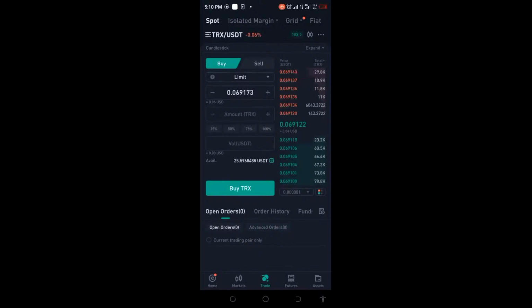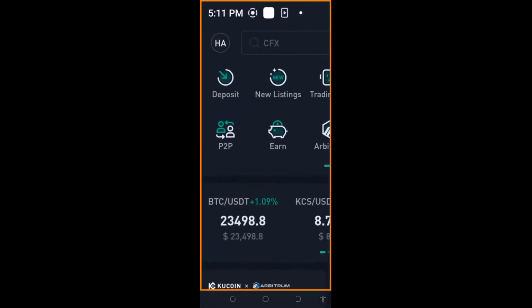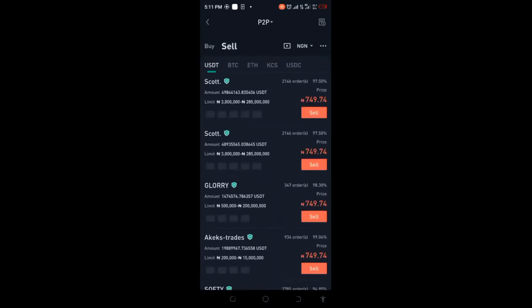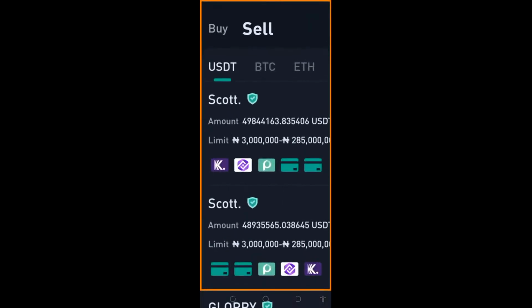Okay, so we're here to change this to TRX. Now, of course, there are two ways you can do this. You can actually decide to use the P2P. If we look here, you will see that KuCoin has P2P, right? So you can actually decide to withdraw your money by just selling it off. It's very, very possible. So if I were going to sell this, as you can see here, you have the opportunity to do so, right?